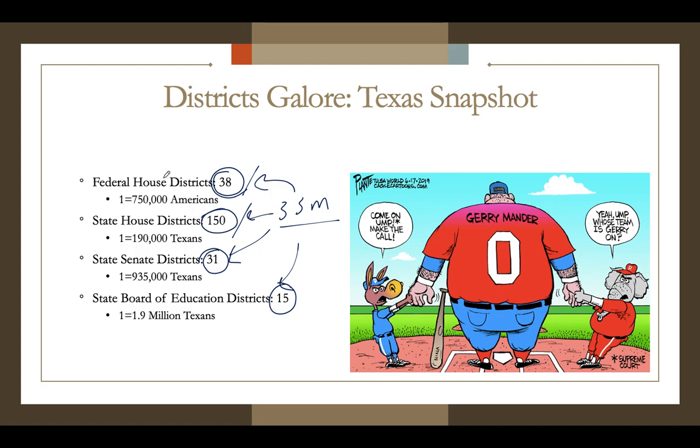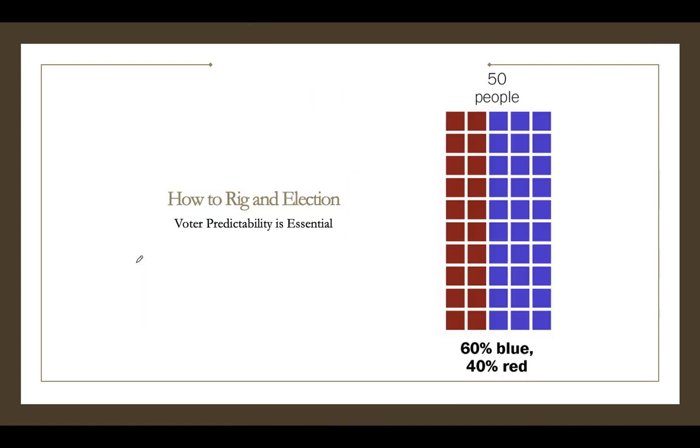You are simultaneously a member of a House district. You are also a member of a state House district. You are also a member of a state Senate district. You're also a member of a state Board of Education district, and these get really confusing really, really quickly. So the important point here is not to go in depth on all the districts, but to accentuate how these districts are drawn. And to that end, we have to look at gerrymandering.